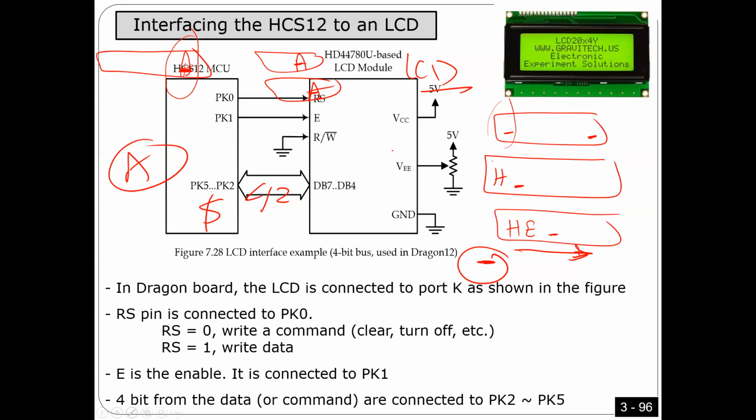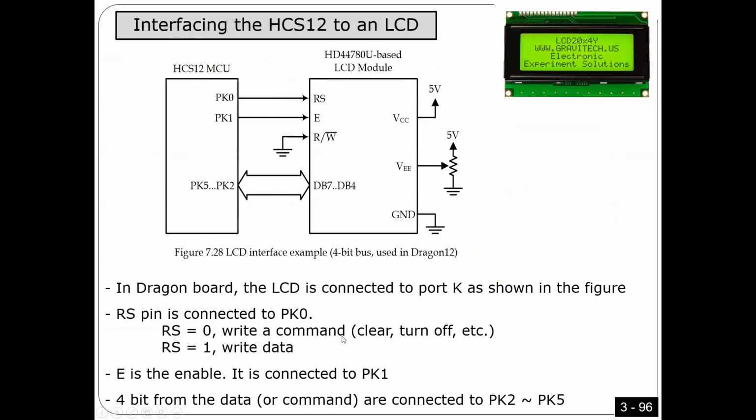Okay. So let me tell you the conclusion before I give you more details about it. The conclusion is, listen to me. For example, we have here this one, PK 0. This PK 0, guys, as I told you, should be 0 or 1, just to tell the LCD if you are writing a command or you are writing data. Is that okay?